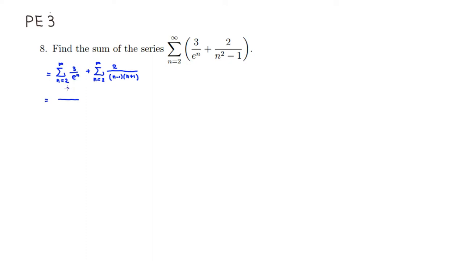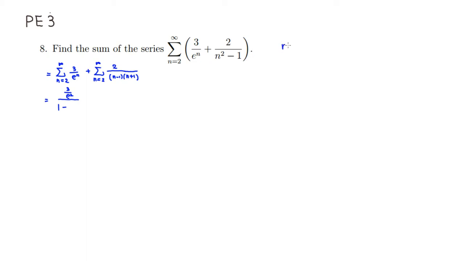So you have 3 over e squared as the a value, over 1 minus the r value. The r value is the number you multiply to go to the next term, so it's the ratio between two consecutive terms. And if you can't really see it from here, then you can do the following to find r.